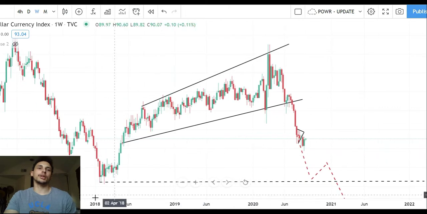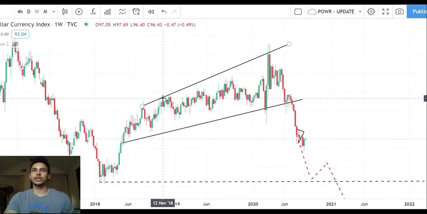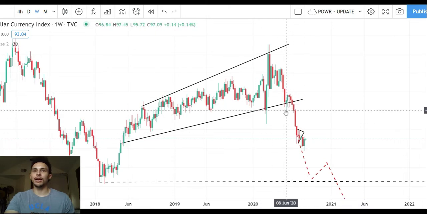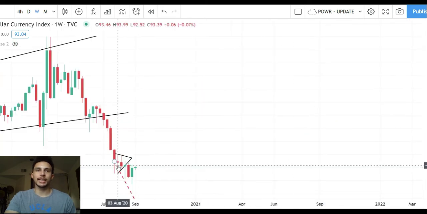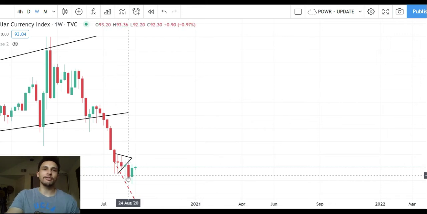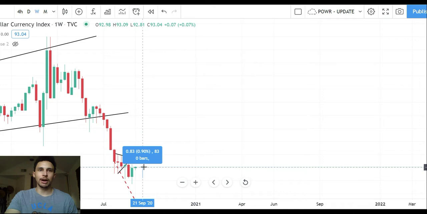So if you zoom in here really quick, pretty much 2018 over 2020, I talked about this earlier. This is a broadening structure. It fell out around June of 2020 and dropped approximately 4%. And then I drew a secondary structure, which was like a coiling kind of triangle thing, right? That fell out as well. It fell about 1%, and now we have a bounce of about 1%.